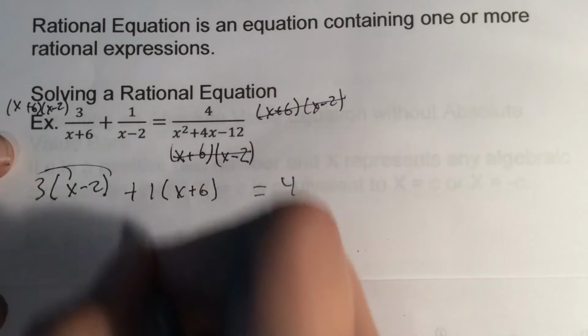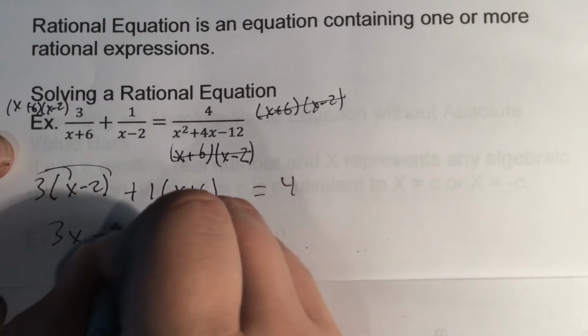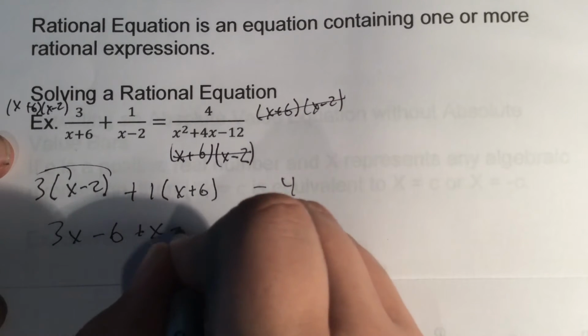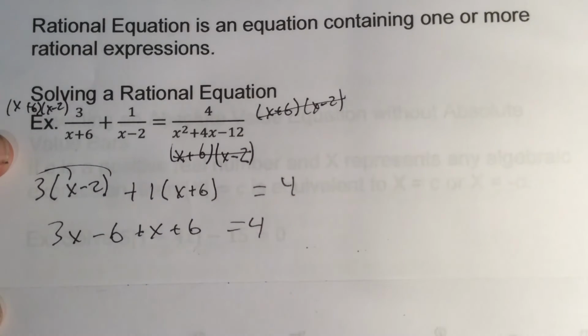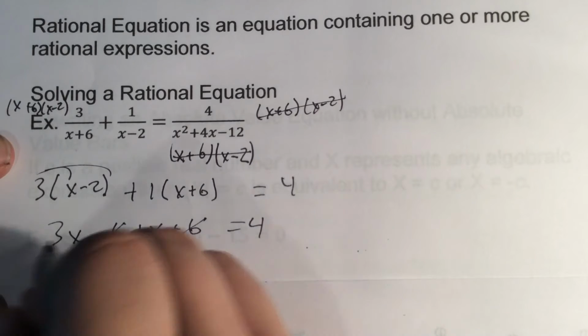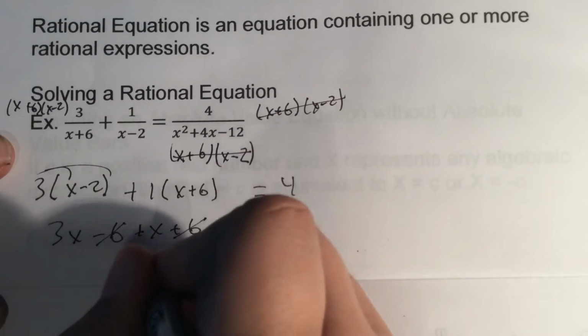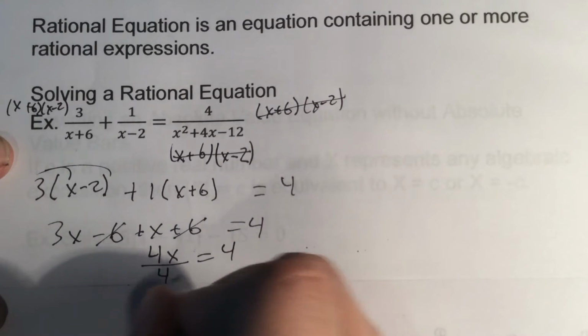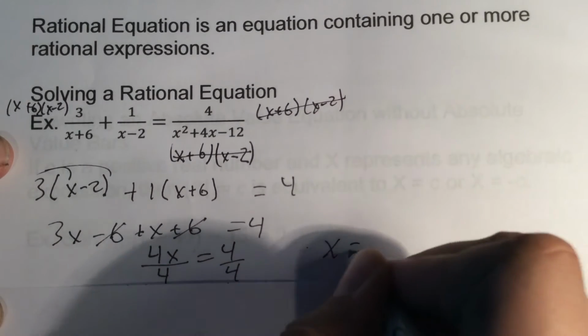So distribute the 3 in. So 3x minus 6. Distributing 1 in would just be plus an x plus a 6 equals 4. Well, plus 6 minus 6 on the same side would cancel. 3x and an x would make 4x equaling 4. And if I divide by 4, x would equal 1.